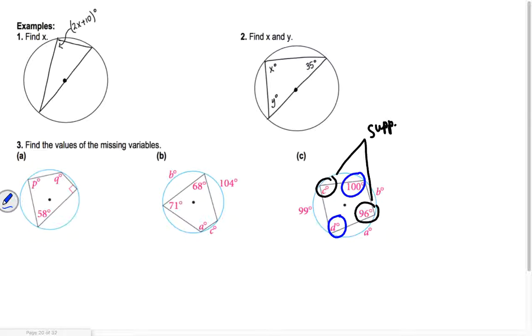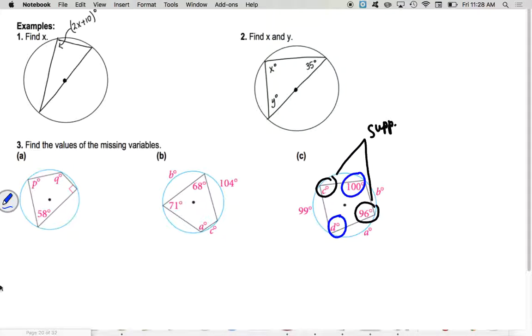All right, I think I'll stop there for now. We can do those last examples. Remind me on Monday to do those last ones.